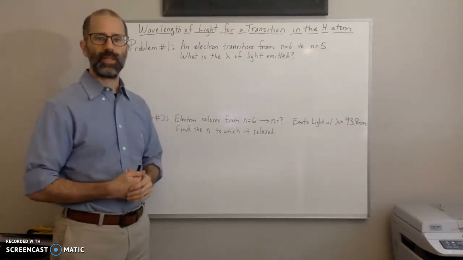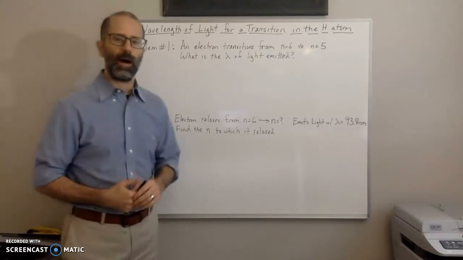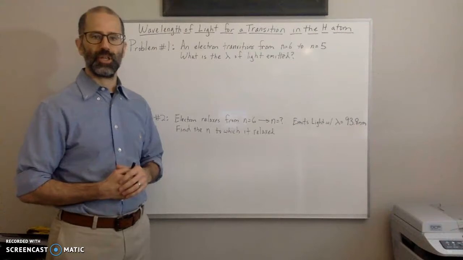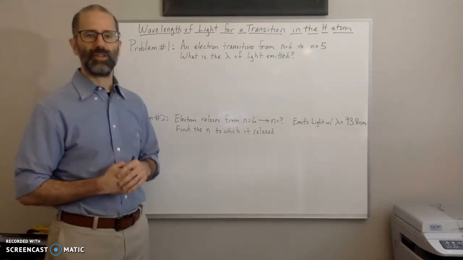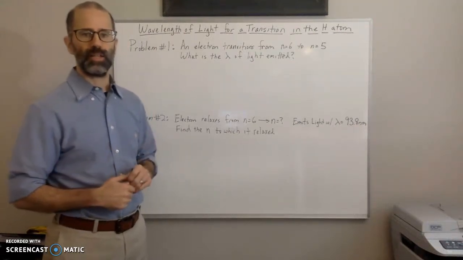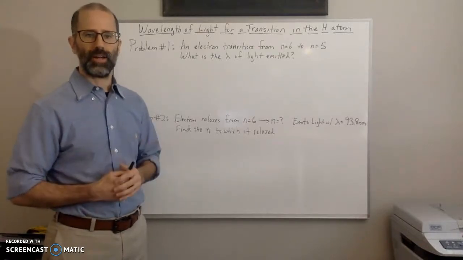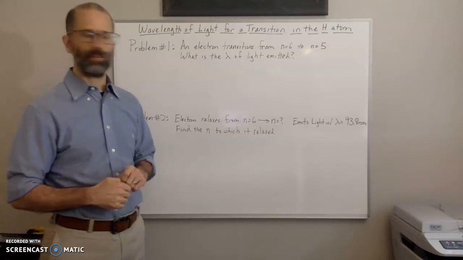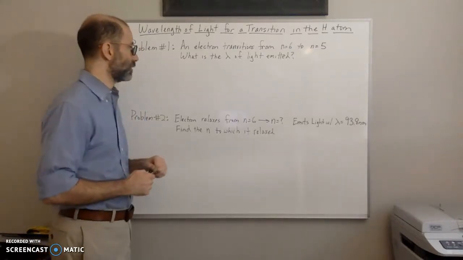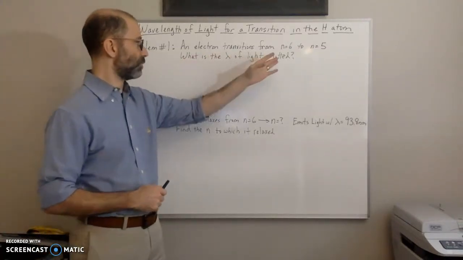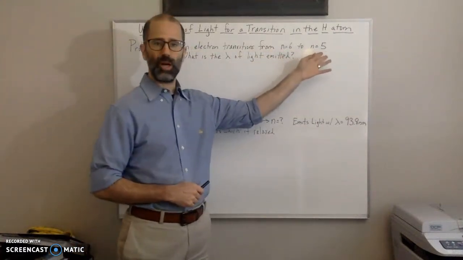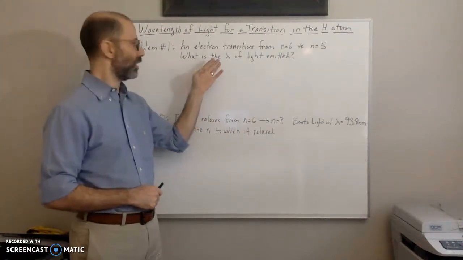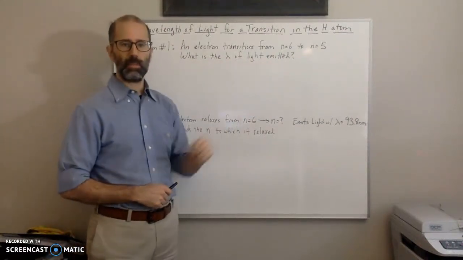My name is Mr. Cobalt and today I'm going to be going over how to calculate the wavelengths of light given a certain transition of an electron in the hydrogen atom. So we're going to be using the Rydberg equation, or a rendition of it, to help us solve these problems. The first problem is you have an electron that transitions from n equals 6 to principal energy level n equals 5. They're asking, what is the lambda, or the wavelength, of light that's emitted?